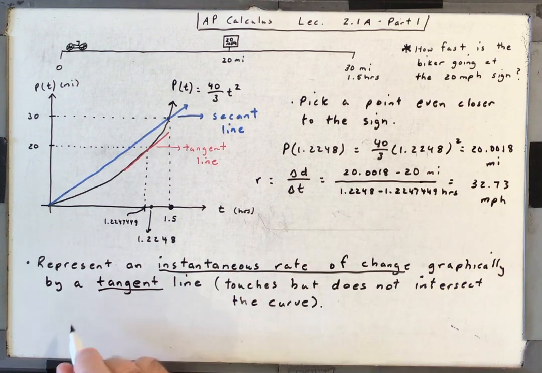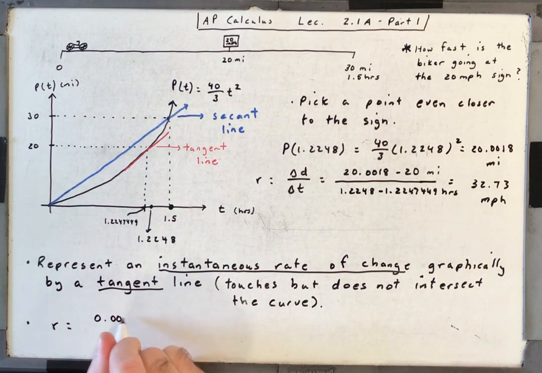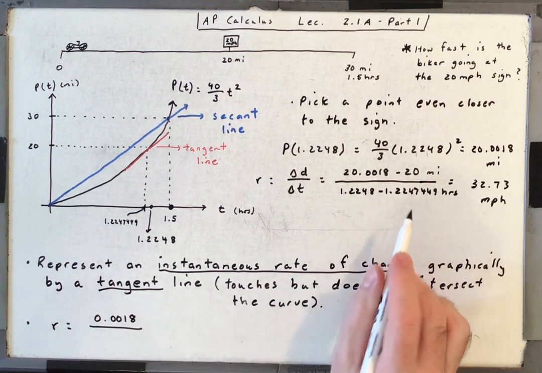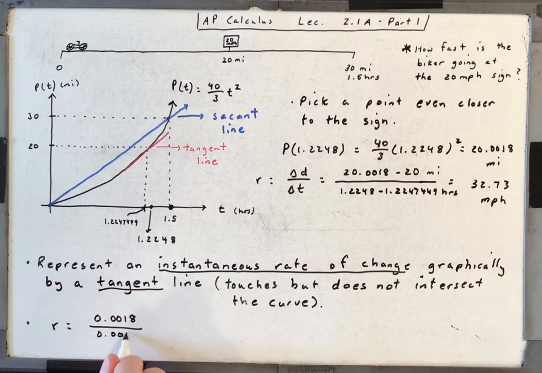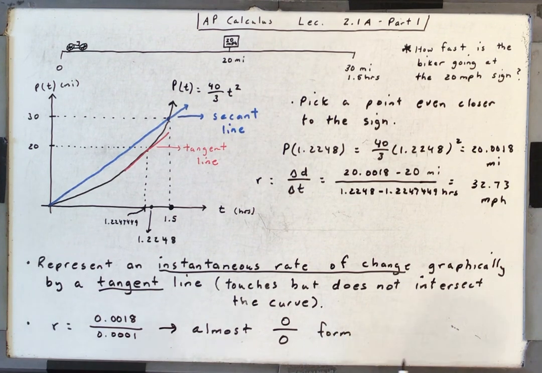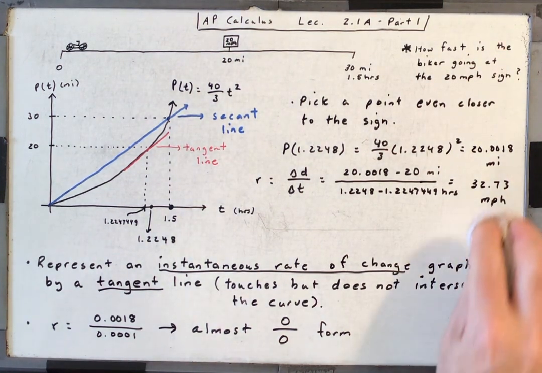Now, let's look at these two numbers here. I'm going to put this up here. We'll put it down here. So I didn't show what these numbers were, but on top it's 0.0018, right? 20.0018 minus 20. And these two numbers, when you subtract, are 0.0001. That is almost something that we talked about in chapter 1 all the time. What form is that really close to? 0/0 form. Okay.